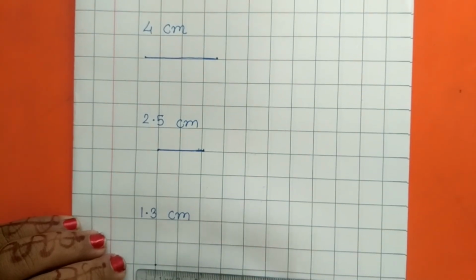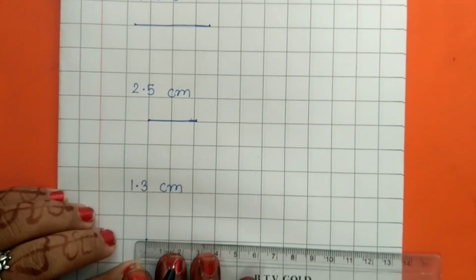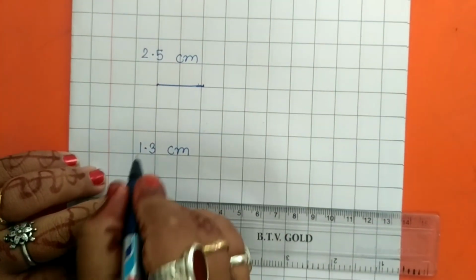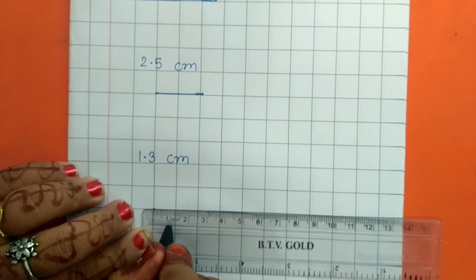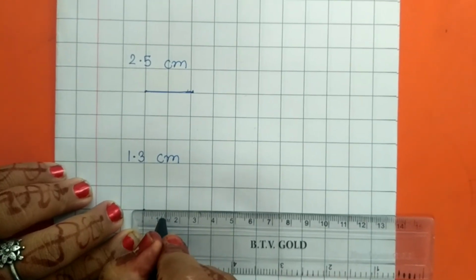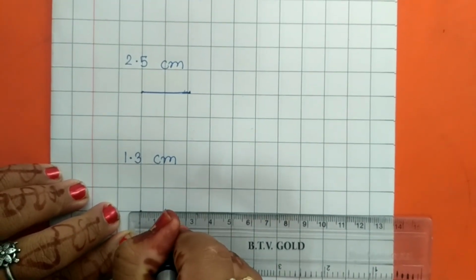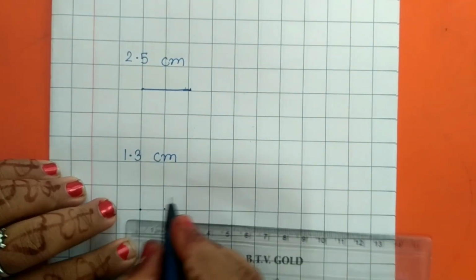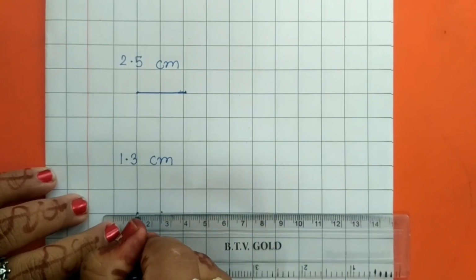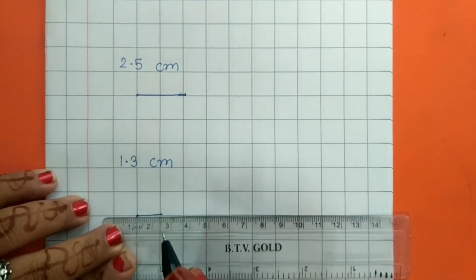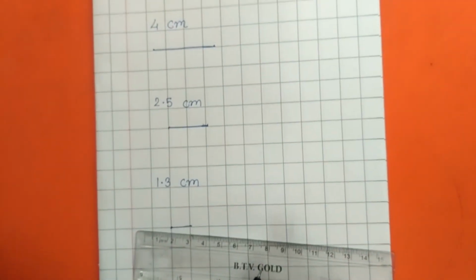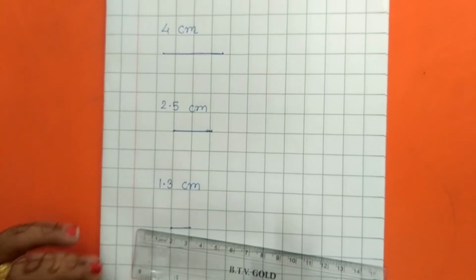Again you take the point. Now put that point on the 0 line. Now take the end point. 1.3. So that means 1 centimeter, after that 3 lines. So count it: 1, 2, 3. So put the point there. Now draw the line. So here we get the 1.3 centimeter. So in this way you can draw lines also by using the scale. Okay, you can see how we can draw the lines.